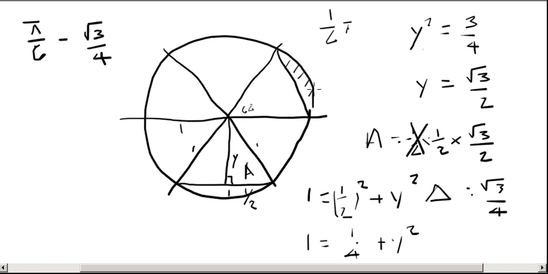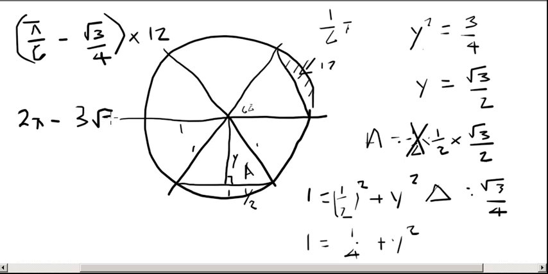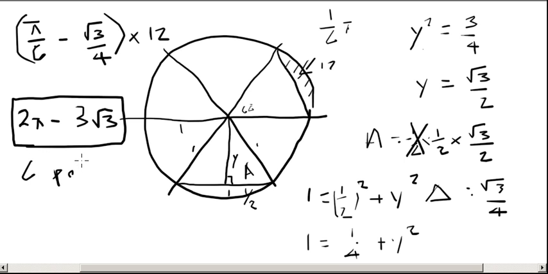And then, as I said, this is 1/2 of one of those petals, and we have 12 of them. So the whole thing is going to be times 12. So 12 times pi over 6 is 2 pi, and 12 times the square root of 3 over 4 is 3 square root of 3. So if I did that right, that's the area of all 6 petals. And that's the answer.